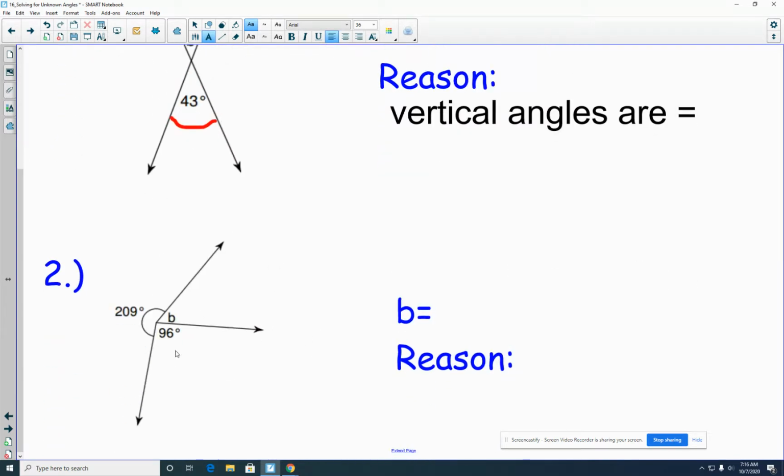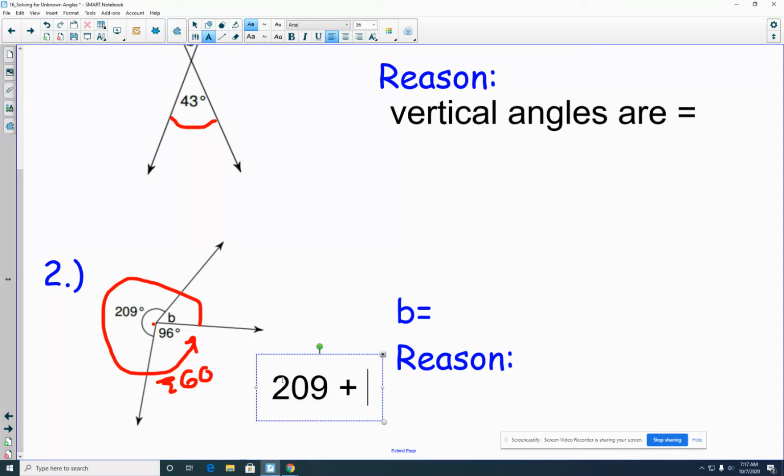Okay, now we have these angles here, and I see that they all meet at this point right here. And if I go from one angle all the way around to the other, these angles would sum to 360 because they're angles that meet at a point. So first and foremost, if they sum to 360, I would then have an equation, and my equation would be that 209 plus 96 plus b equals 360.